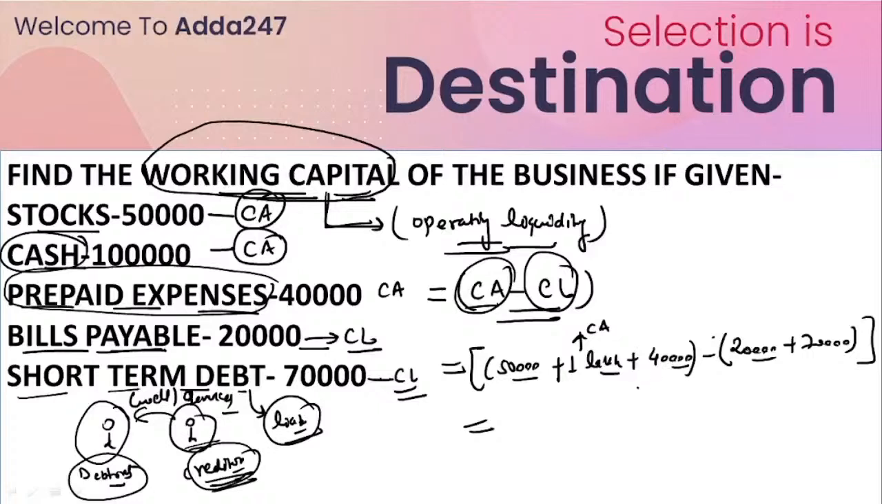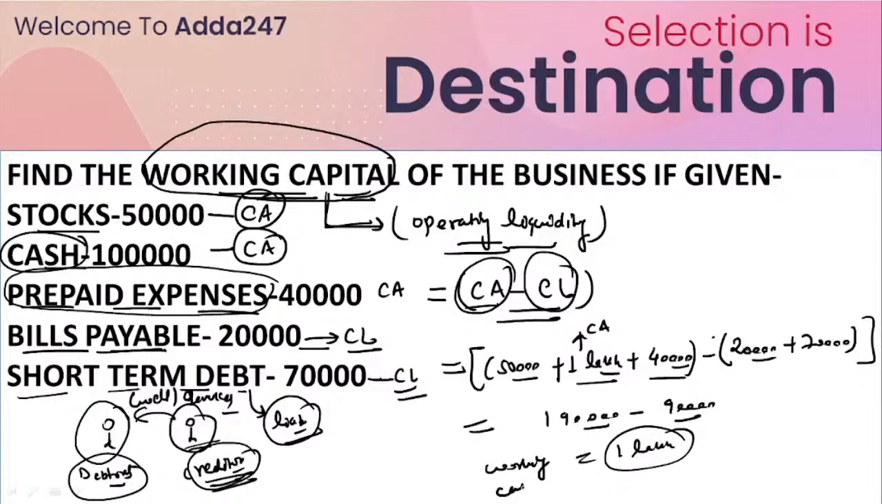So what will be the answer for this question? This will be equal to 1,90,000 minus 90,000, and this will be equal to 1 lakh. So this would be the working capital for the business. Sometimes in the exam, you may be asked for the formula of working capital.